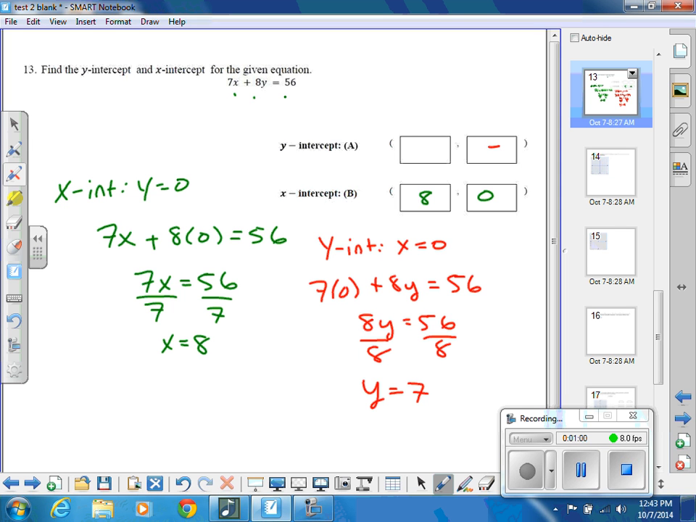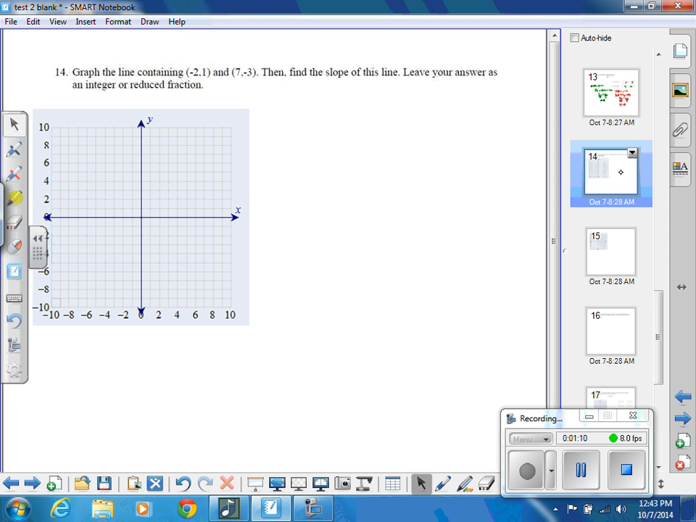So hopefully your teacher gives you an easy one like this problem. If your teacher asks you to graph, you just plot those points on the graph and connect the dots. That's all you gotta do. Alright, graph the line containing this. So if I had to graph that, I would graph those dots, which I'm about to do here. Connect it. It says find the slope.